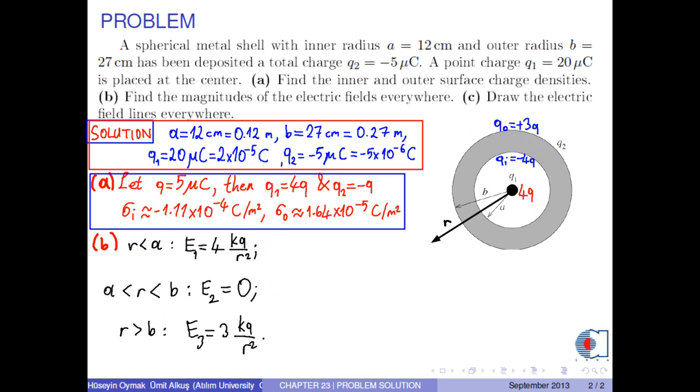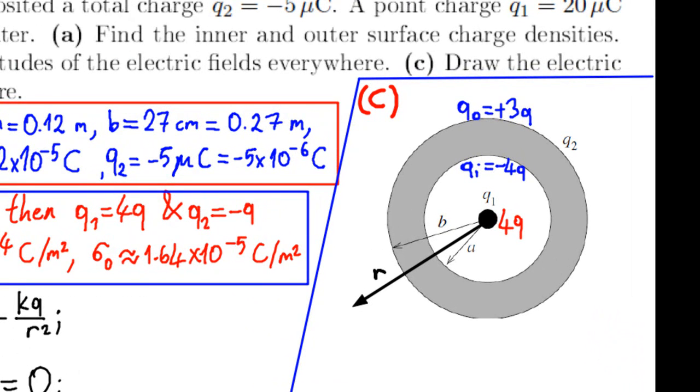C. Draw the electric field lines everywhere. In the first region, we have a point-like charge 4Q. Therefore, the electric field lines are drawn radially outward. In the second region, that is inside the spherical shell, there are no electric field lines.